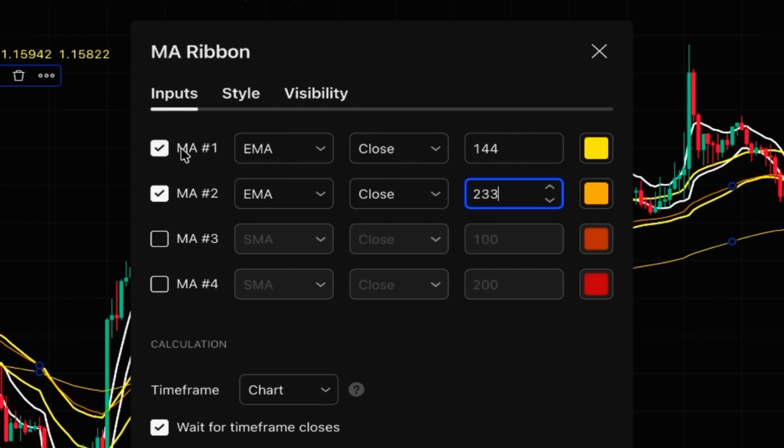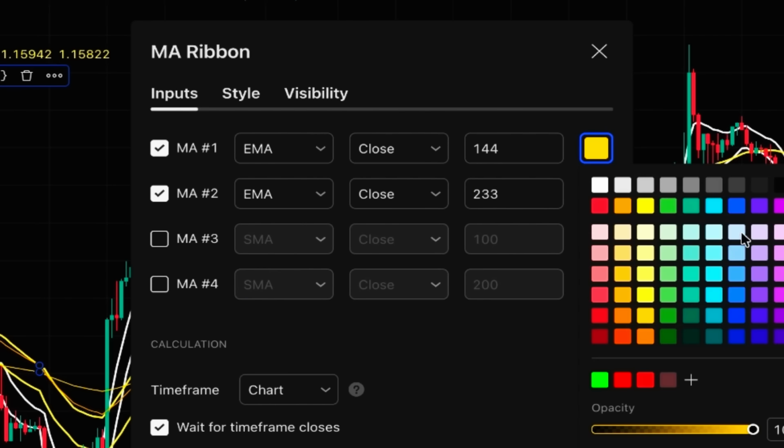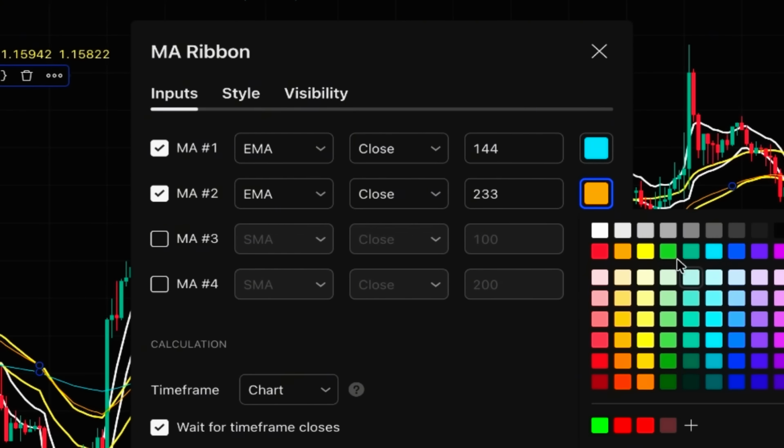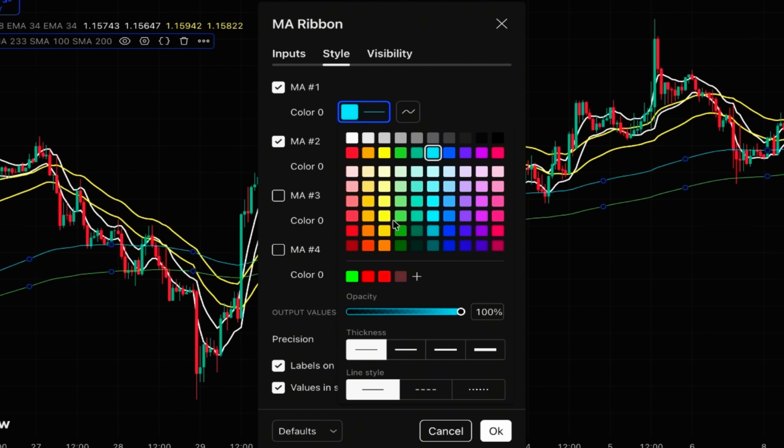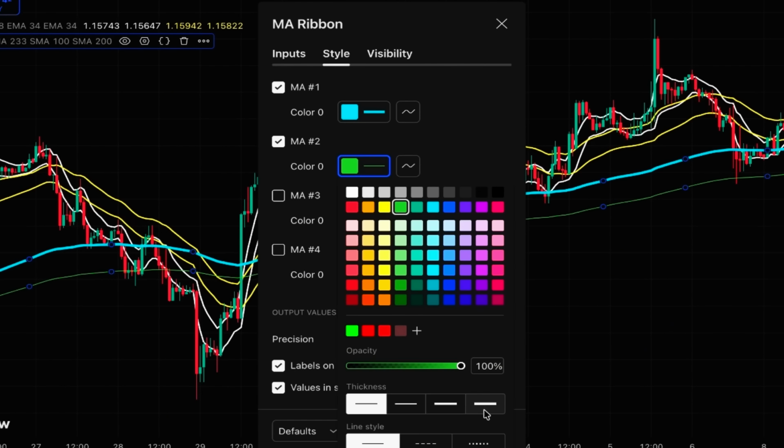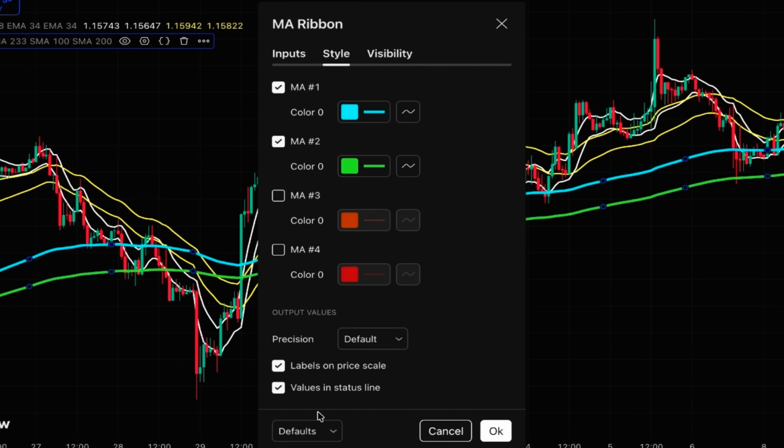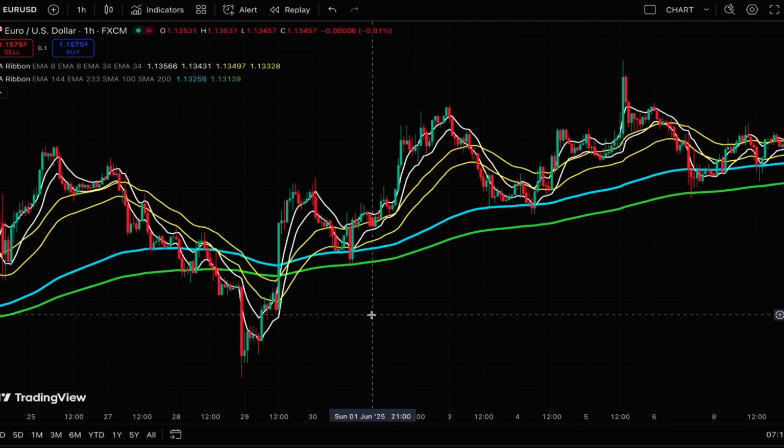And then for the first moving average we set the color to blue, and for the second moving average we set the color to green. And finally we go to the style tab and we increase the thickness of the moving average lines so they will be better visible on our price chart. Alright, we're done with the settings of our moving averages, and now let me teach you how you can find accurate buy sell signals based on this trading strategy.